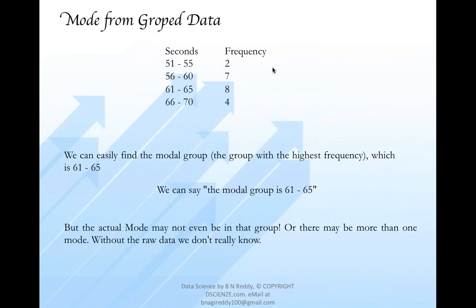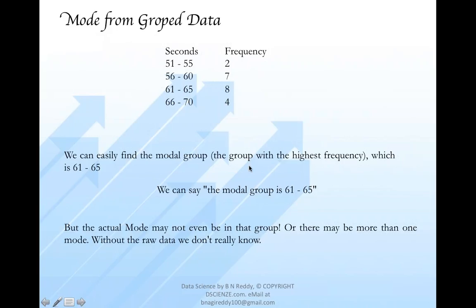So here, the same data again, I'm taking the racers, athletes who are participating in the race. So we have various races here. I mean, athletes who reached the target between 51 and 55 seconds, we have two people. And then those who reached the target within 56 to 60 seconds, around 7 people. The frequency is nothing but the people. These are observations. The seconds are observations. This is the frequency. Got it. And 61 to 65, we got 8. 66 to 70, we got 4 people.